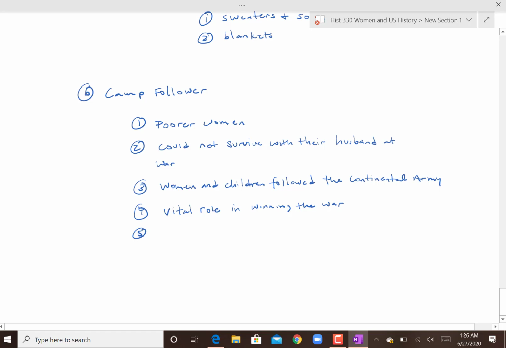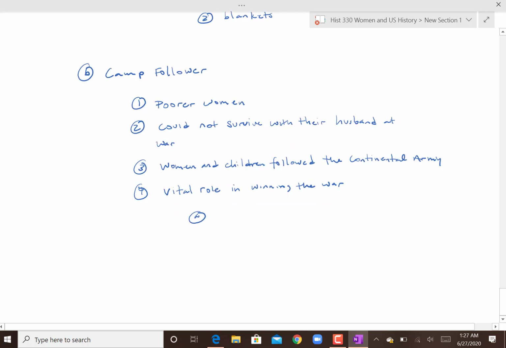So what was the vital role that they played? One, what you could argue is emotional support with families. Having their wives and children there kept several of the men in the military.